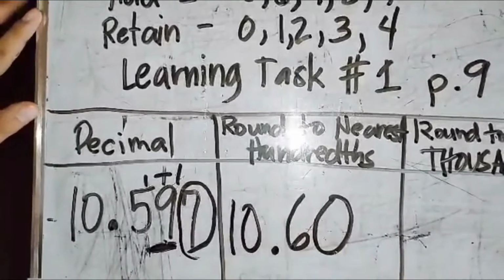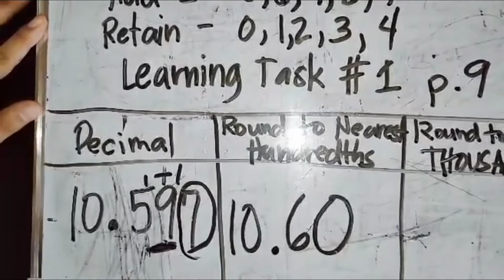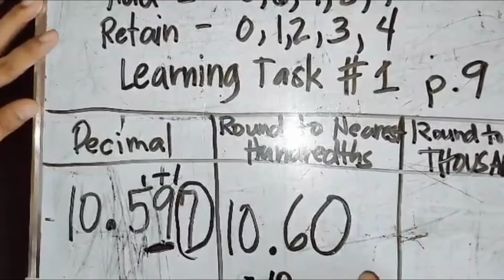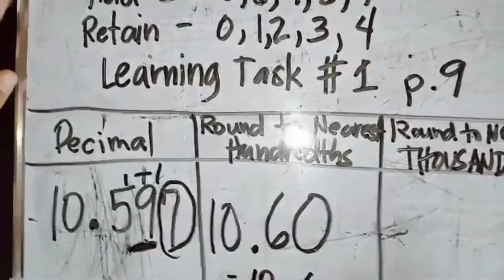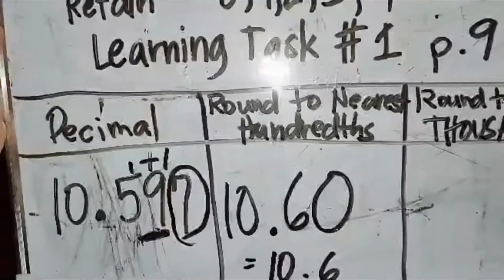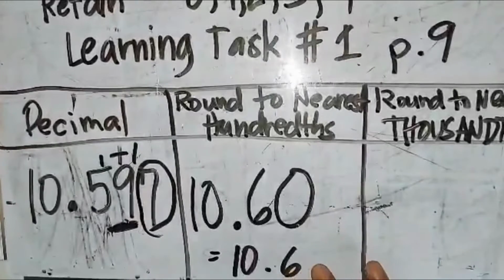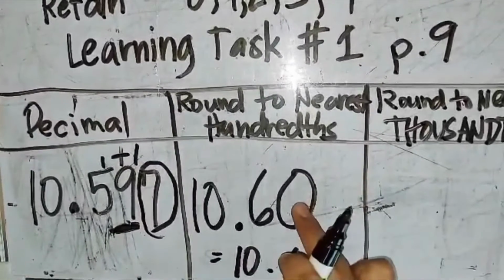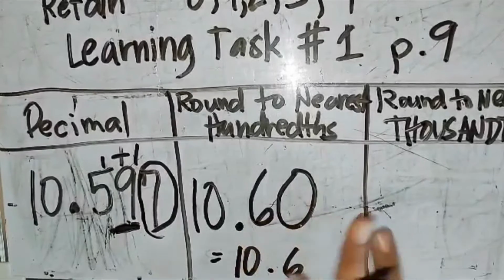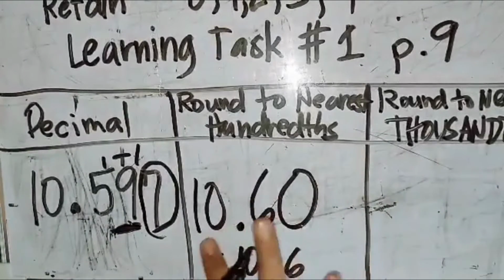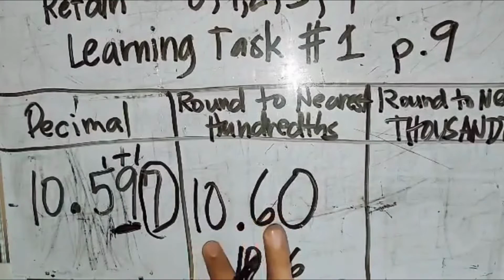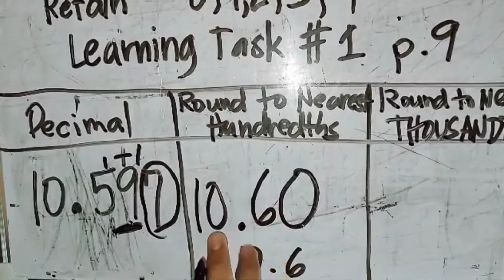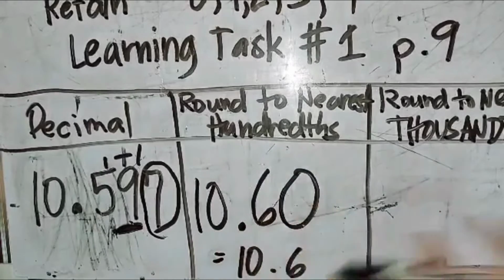10 and 60 hundredths. Ma'am, pwedeng tanggalin yung 0 sa dulo? Pwede rin. Ayan. It is also equivalent to 10 and 6/10. Take note, sa decimals, pwede kayong magtanggal ng 0 after the decimal point, yung mga nasa dulo. Pero pag nasa gitna, never remove the 0. Pag nasa gitna, bawal tanggalin ang 0. Pag nasa dulo lang or nasa tabi.